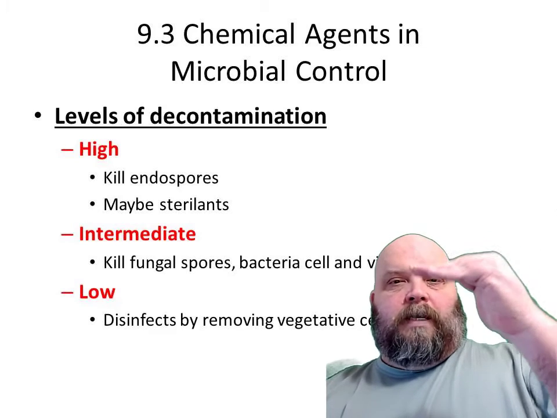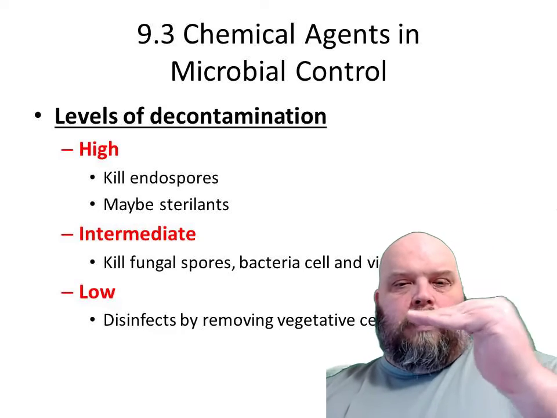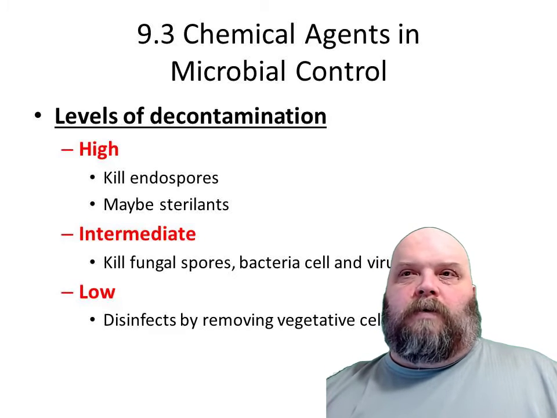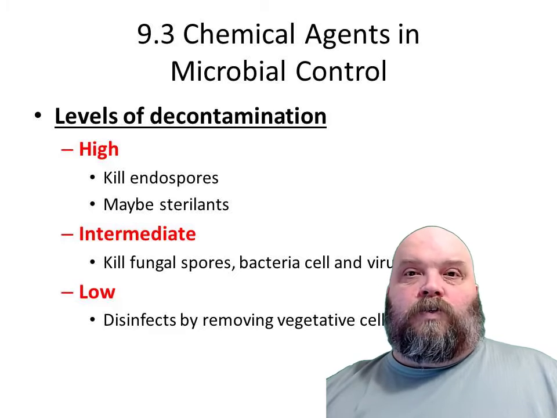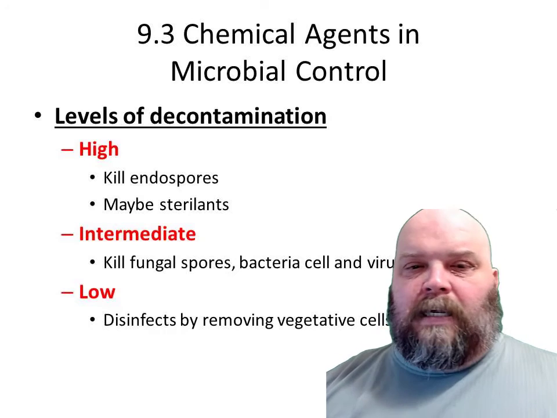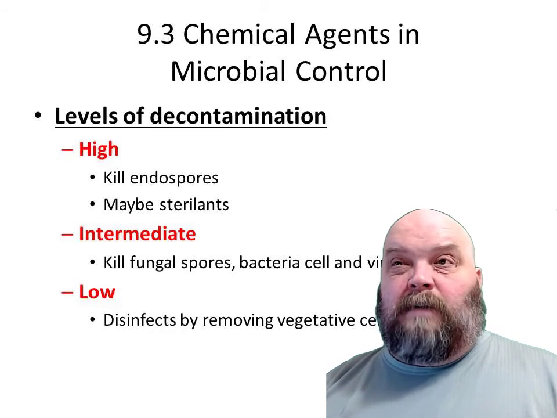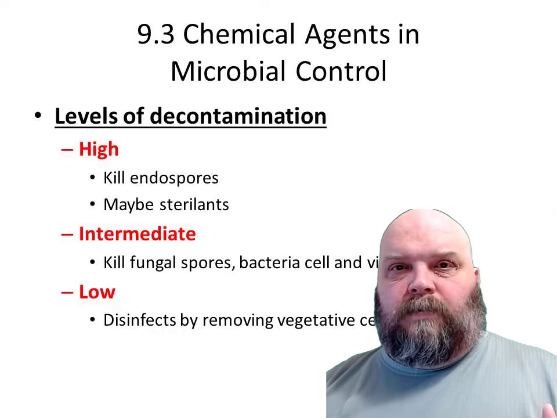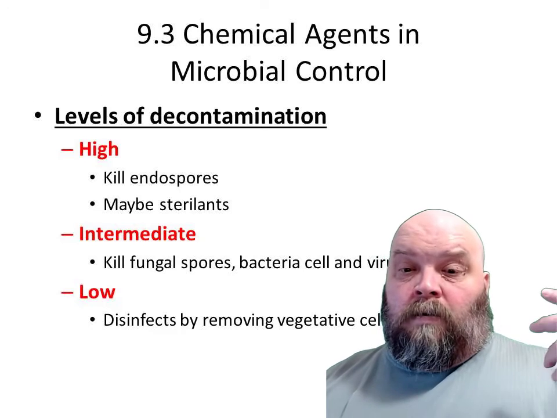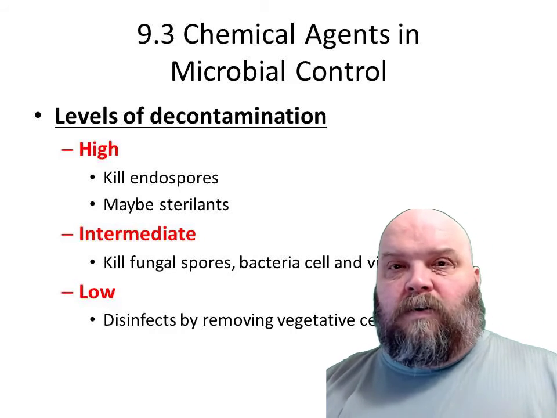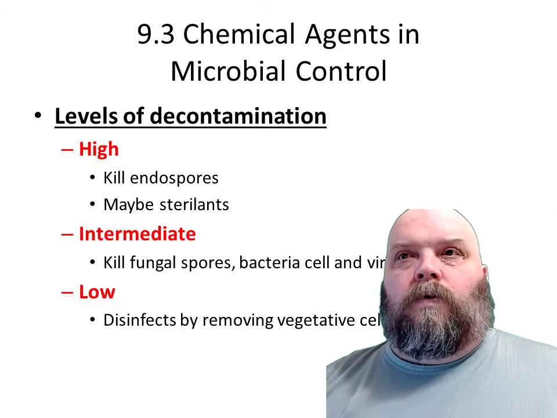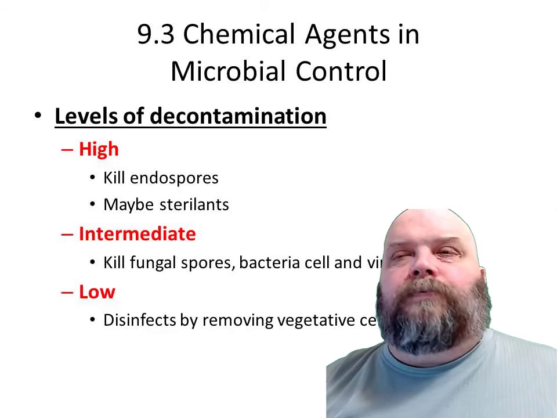And then below the high and intermediate, there's low. This is going to be waiting rooms, prep rooms, things like that, screening rooms where there's such a high traffic of people in and out that keeping an intermediate or high level of decontamination is going to be a little too difficult. But by at least maintaining a low level, you're removing most vegetative cells, you're not going to be damaging fungal spores, and you're not going to have anything to do with the endospores. This is spray down and wipe.